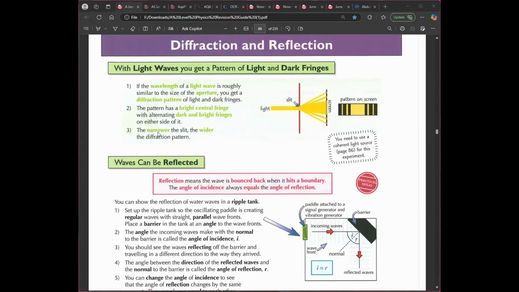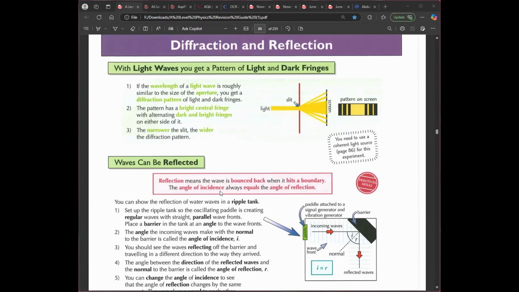The narrower the slit, the wider the diffraction pattern. But if the slit becomes so narrow that it's below the wavelength of light, then you would not see any diffraction. It will just get reflected back. Now, what is reflection? We'll discuss it in more detail in the later topics. So wave can be reflected. I think you're already aware of reflection of light, visible light. You can see yourself in the mirror. That is one example of reflection. So reflection means the wave is bounced back when it hits a boundary.